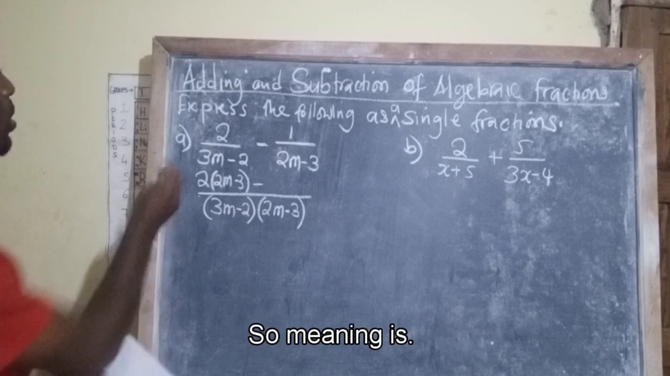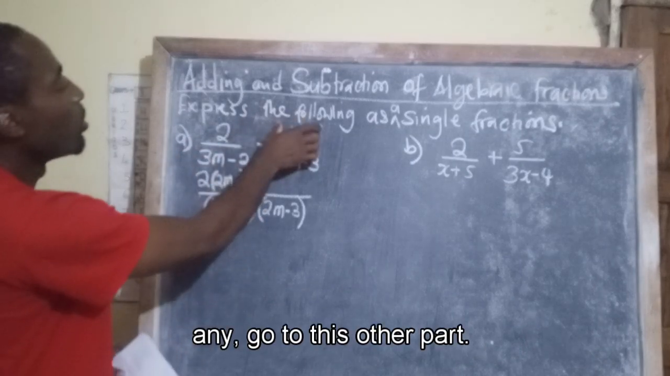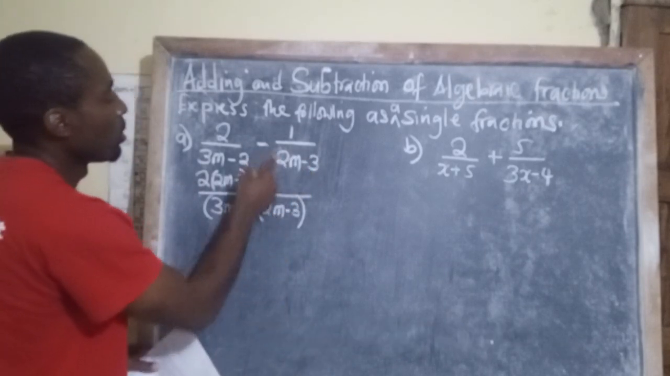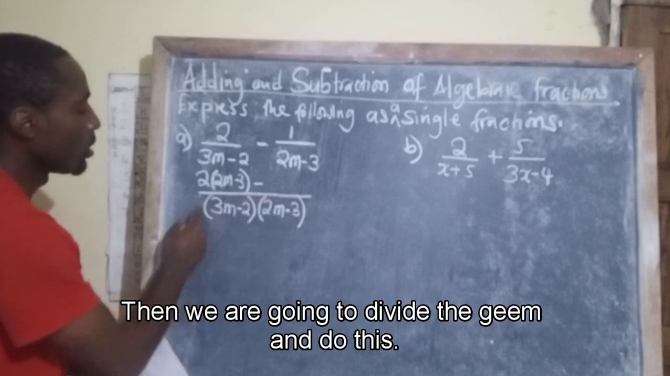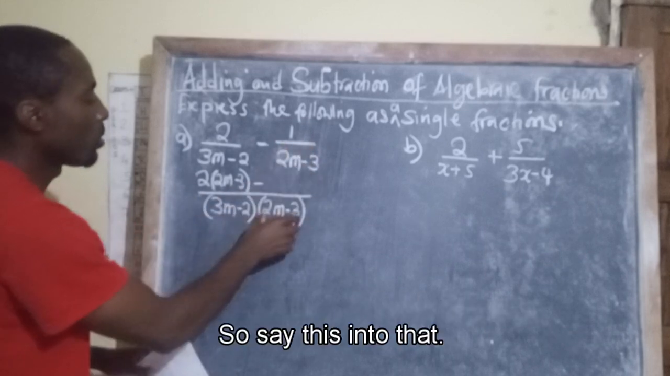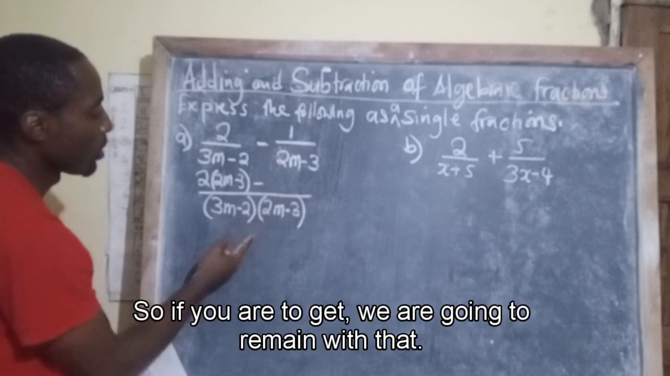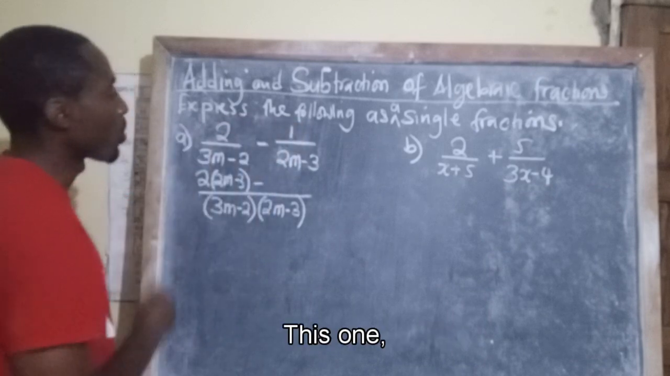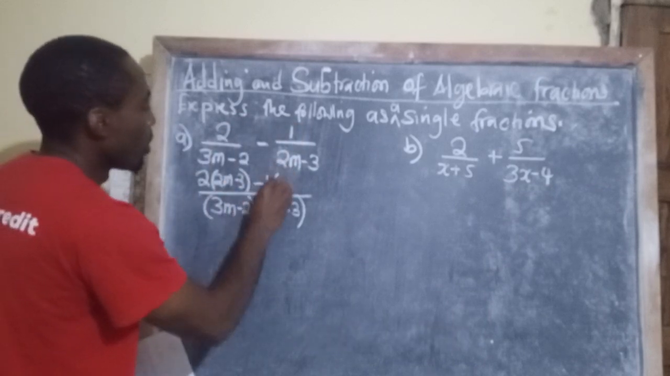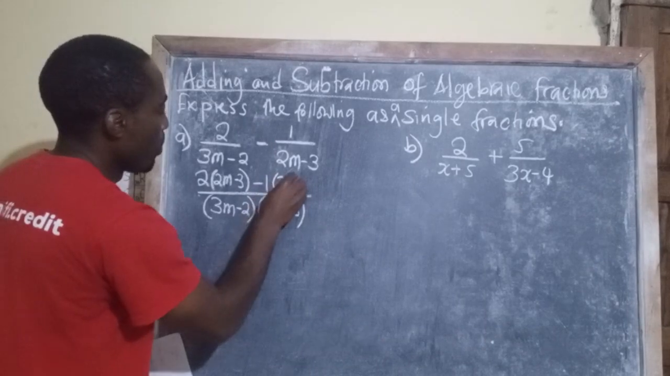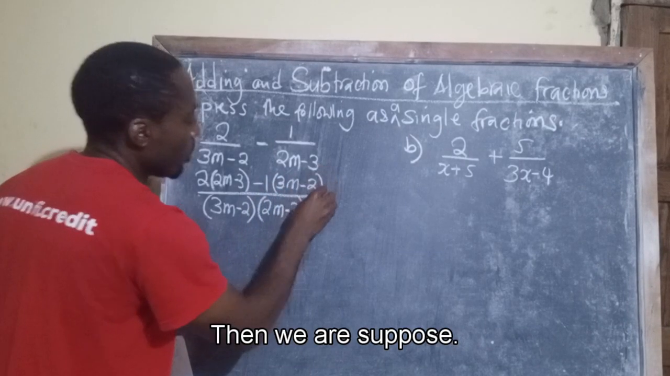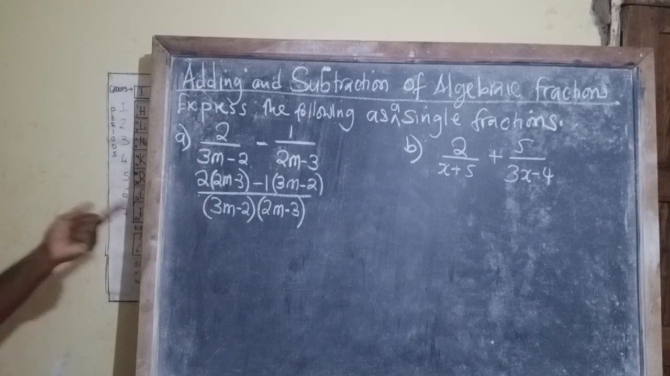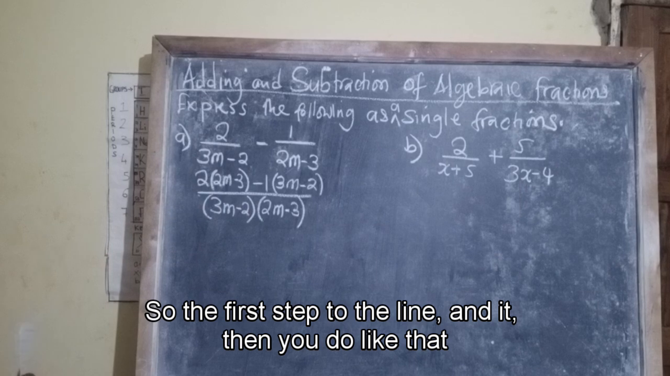Okay, so meaning this part we are done, then we go to this other part. So again here, we'll do the same, we'll get this thing here, then we're going to divide it into this. So this into that, it means this will cancel with that, then we're going to remain with that. Then this multiplied with this one. So it will be 1, then multiplied with (3m minus 2). Then we also close. Okay, so that is the second step. So the first step, draw the line, and then you do like that.